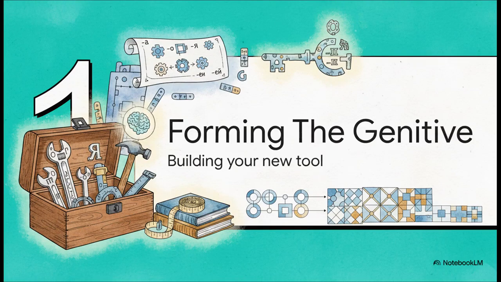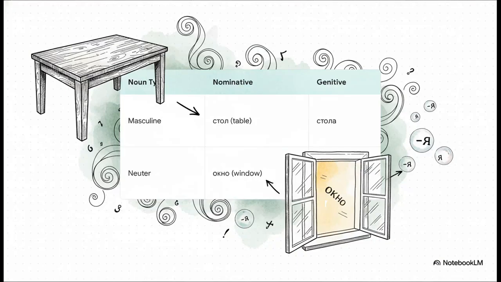Okay, so now for the fun part. How do we actually make these genitive forms? I want you to think of this as building a brand new, super powerful tool for your Russian toolbox. And the best part? The patterns are actually pretty simple once you see them laid out. All right, let's start with masculine and neuter nouns. They kind of follow the same rule, which is nice.